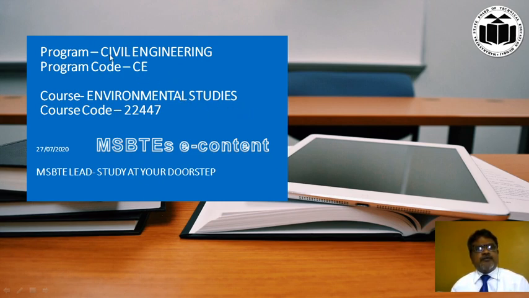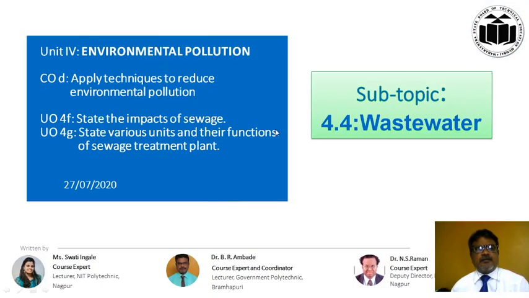For program Civil Engineering and the course Environmental Studies, the course code is 22447. Our today's unit is Unit 4, that is Environmental Pollution.